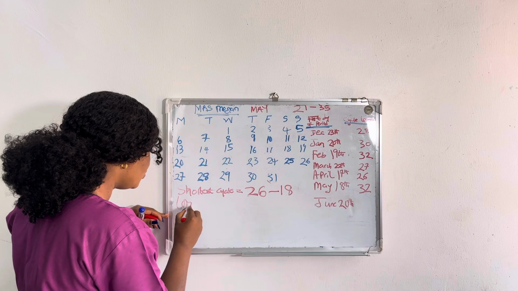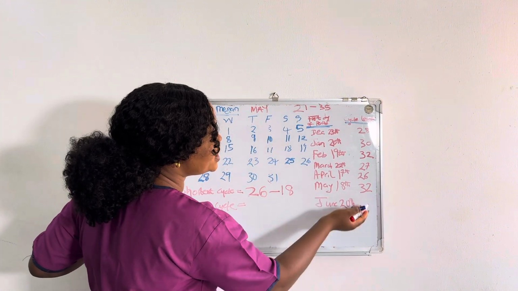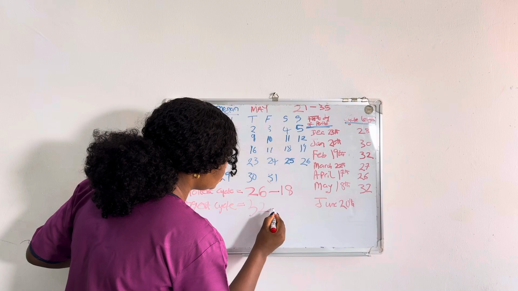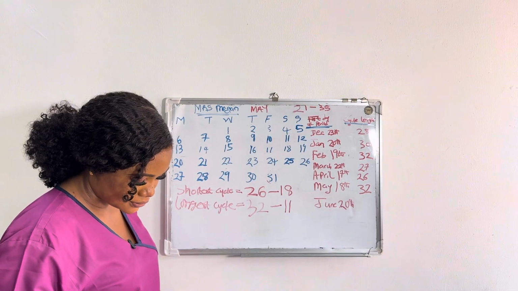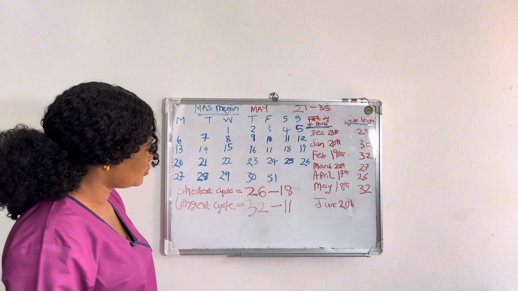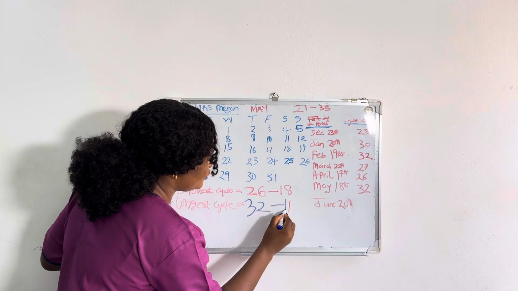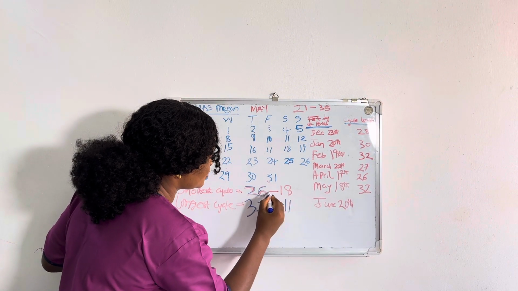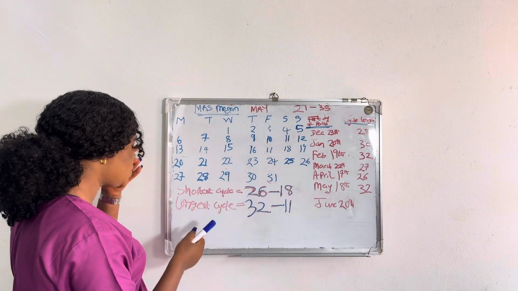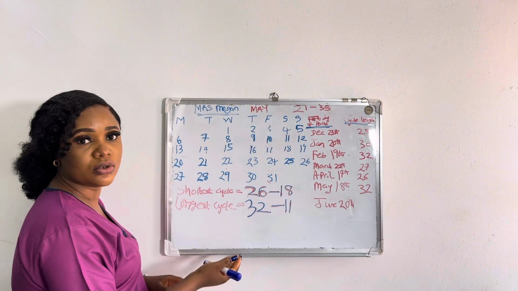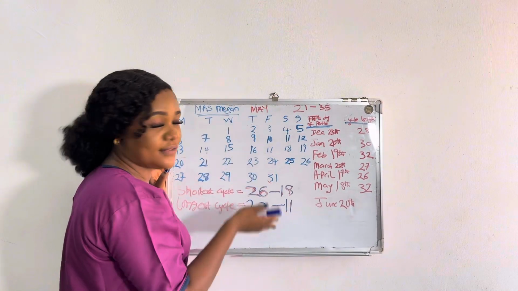And for her longest cycle, we are subtracting her longest cycle, which is 32, from 11. Sorry, my marker is bad. Don't know if you can see. So this is 32 from 11, 26 from 18. So subtracting your shortest cycle and your longest cycle is going to help us to calculate Mrs. Megan's fertile window, or to calculate her safe days.